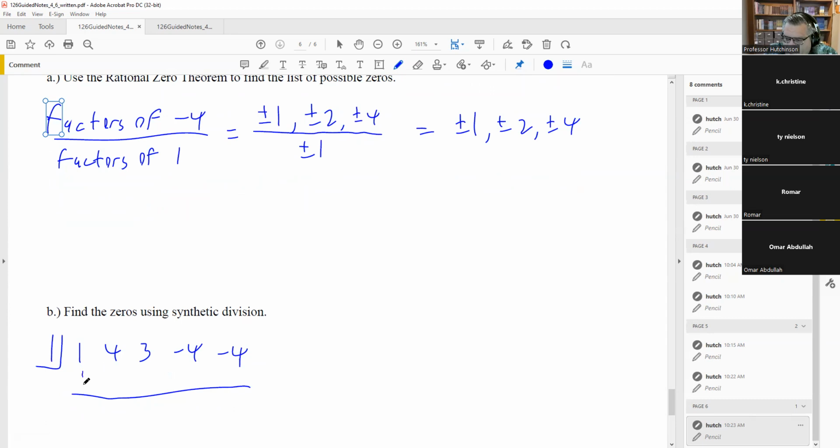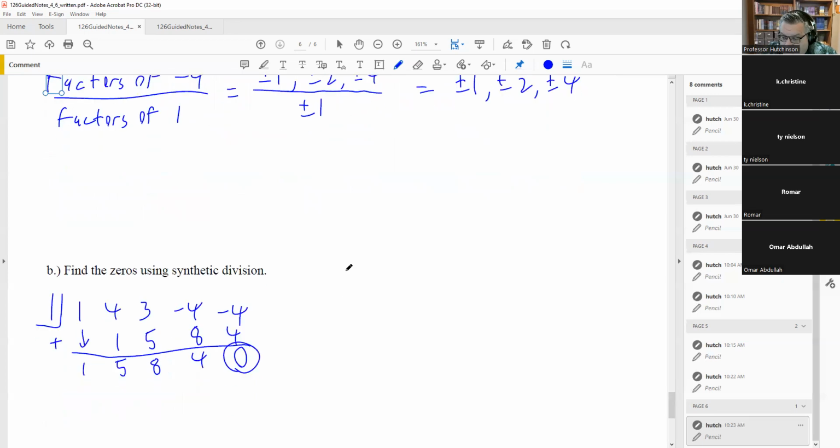Then the 1 drops down here, and then multiply that, and I get a 1. We're adding that together. I have a 5. 5 goes here. Add together, we get 8. 8 times 1 is 8 here. 8 minus 4 is 4. And it just so happened the first one we tested brought us down to a 0.